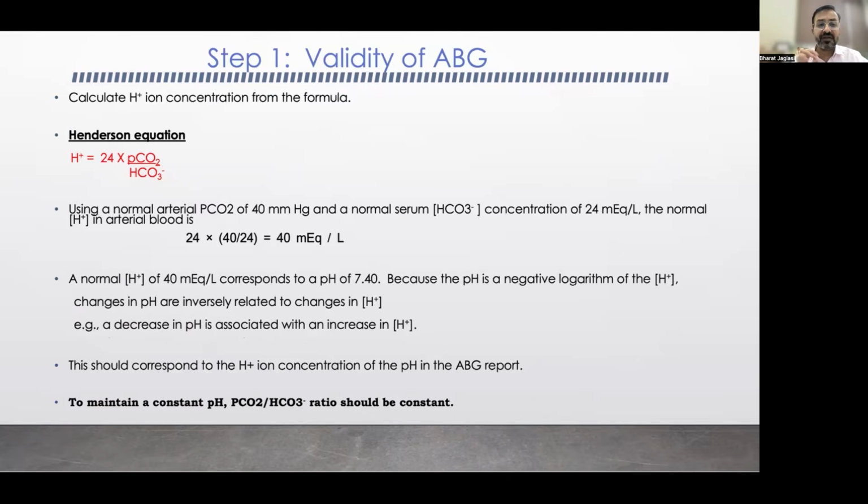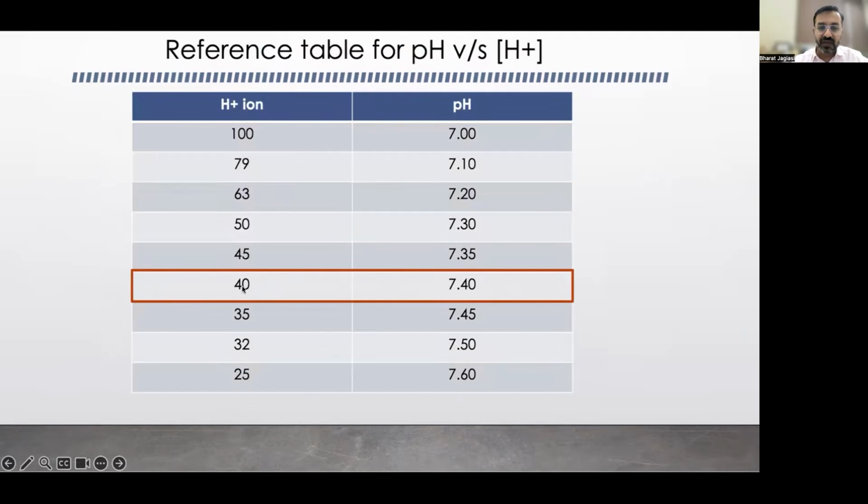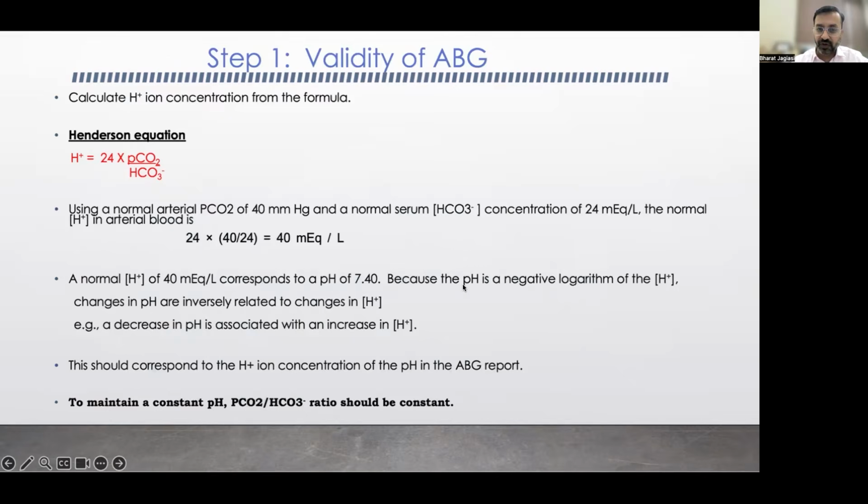So let's go into step 1. When you talk about the validity, never interpret an invalid sample. The Henderson equation helps verify internal consistency, when the numbers don't fit physiologic norms. It's not the patient, it's the sample basically. So this is the Henderson equation, what we look into, and once we have calculated, this 40 number comes in, which as per the equation has been looked into. So the number of hydrogen ion we calculate is 40, and pH should be somewhere around 7.40.